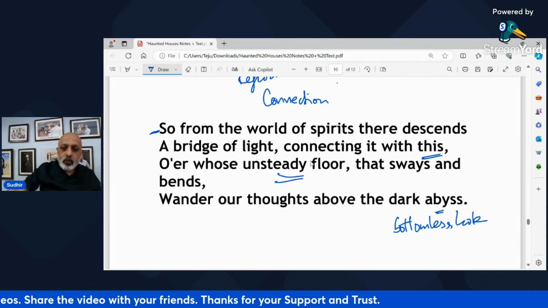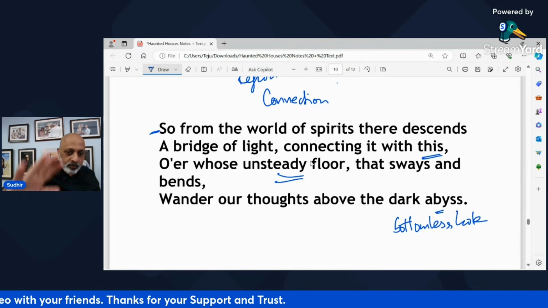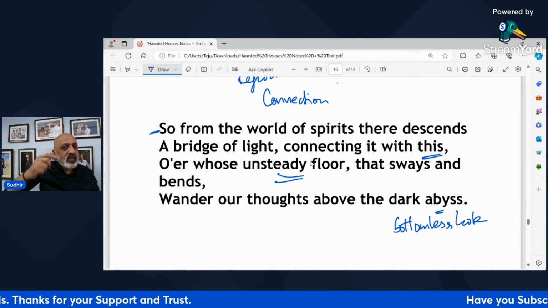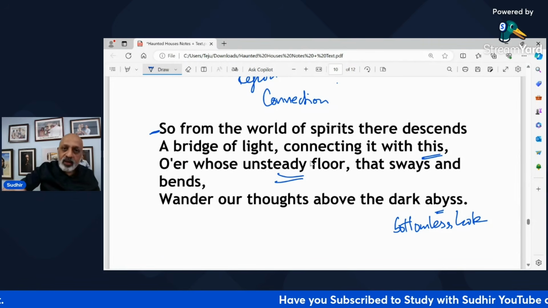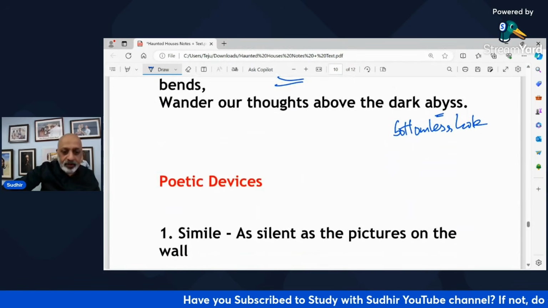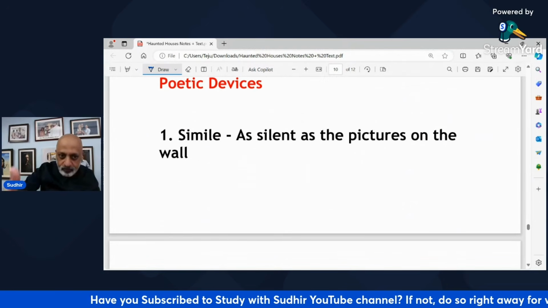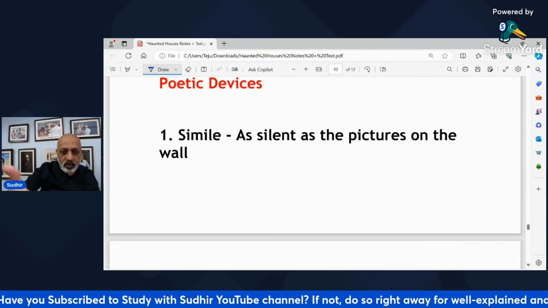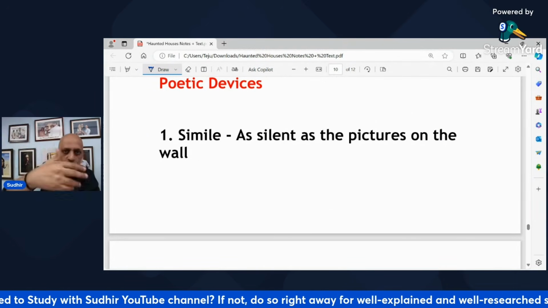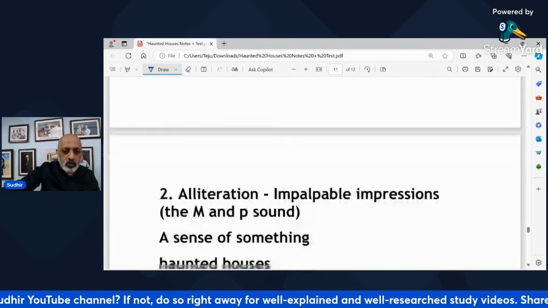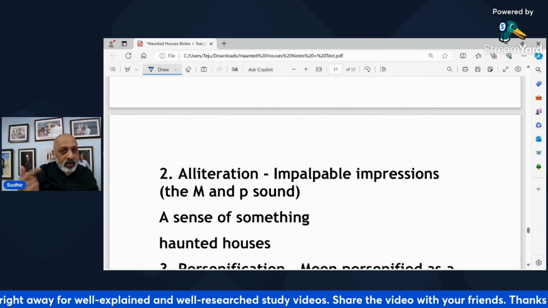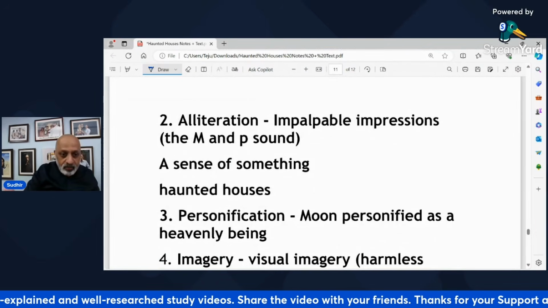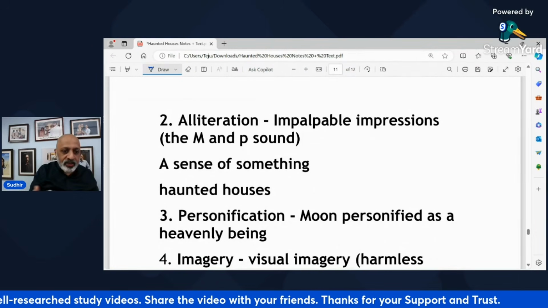Okay, with this we come to the end of the poem. As I said, the last 5 stanzas, please revise them again, because it's not something which you can understand in the first go. It will take time. It took me time. Similarly, I've already told you, as silent as the pictures on the wall, wherever you will find the use of as or like, that is a simile. Alliteration: impalpable impressions, the M and the P sound, a sense of something, haunted houses, these are all alliterations.